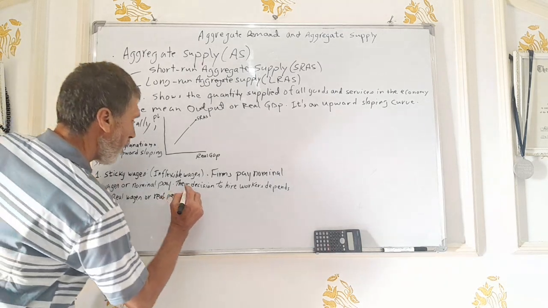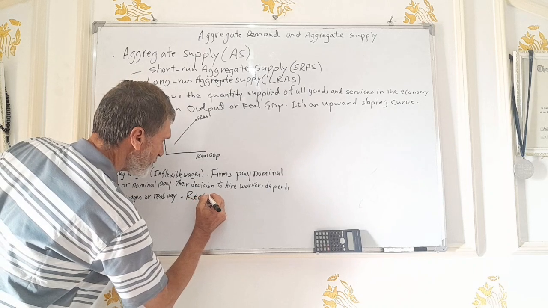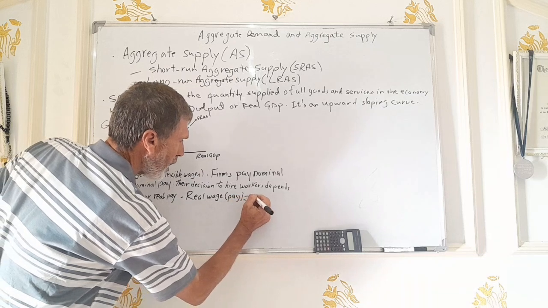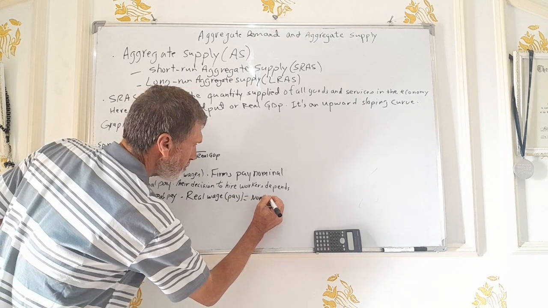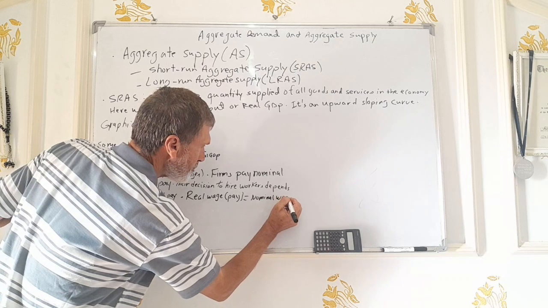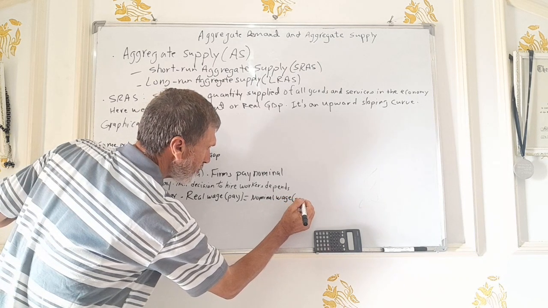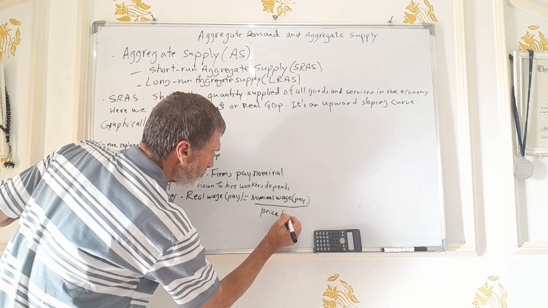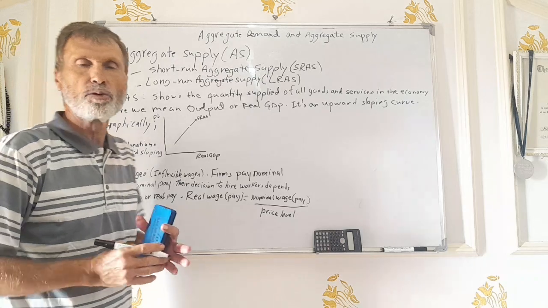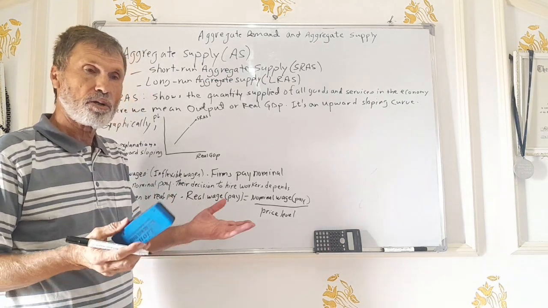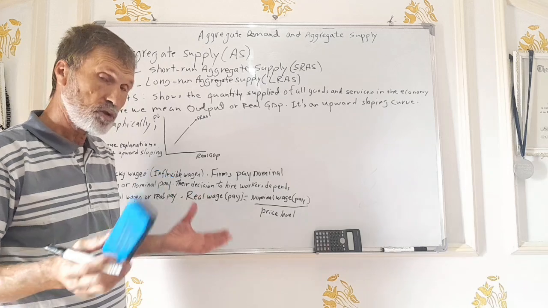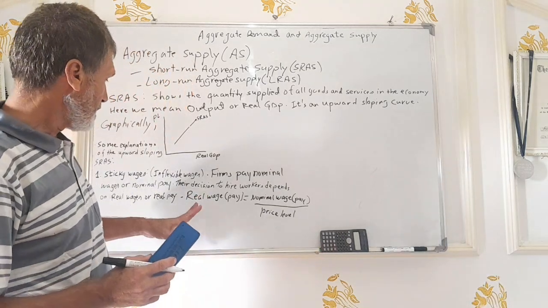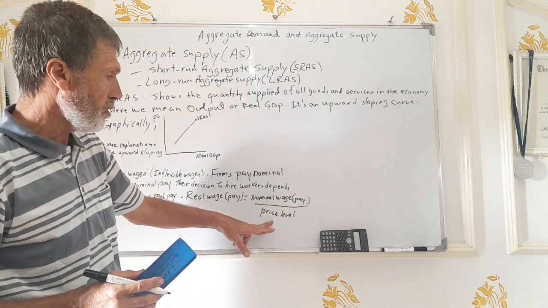Okay, real wage or pay, let's say, is equal to nominal wage or pay over price level. The index, the price that is used, okay? Or the CPI, consumer price index, or GDP deflator, as an index. So this is the real wage or pay: nominal wage or pay over price level.